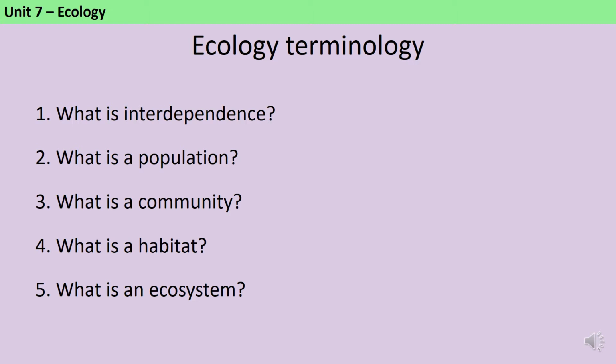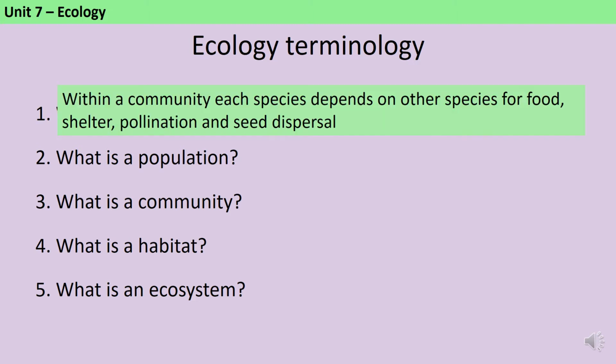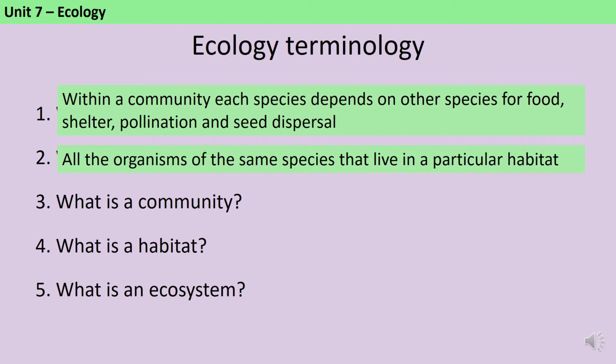Interdependence is the idea that within a community, every species is depending on other species, both for food but also for things like shelter, pollination and seed dispersal. A population is all of the organisms that are the same species that live in a particular habitat, whereas a community is all of the organisms of all the different species.